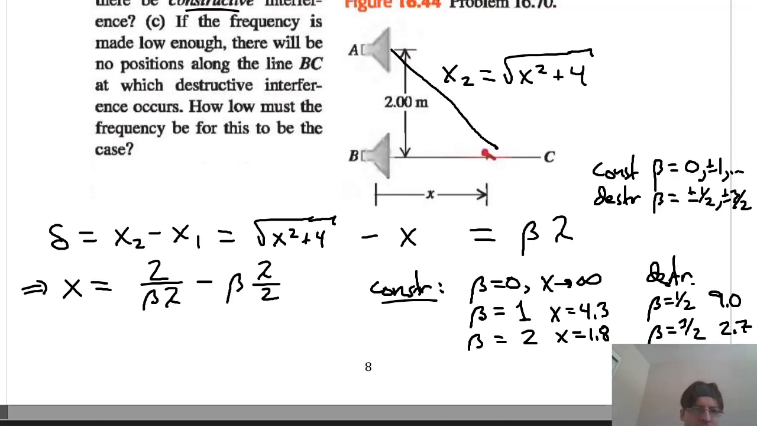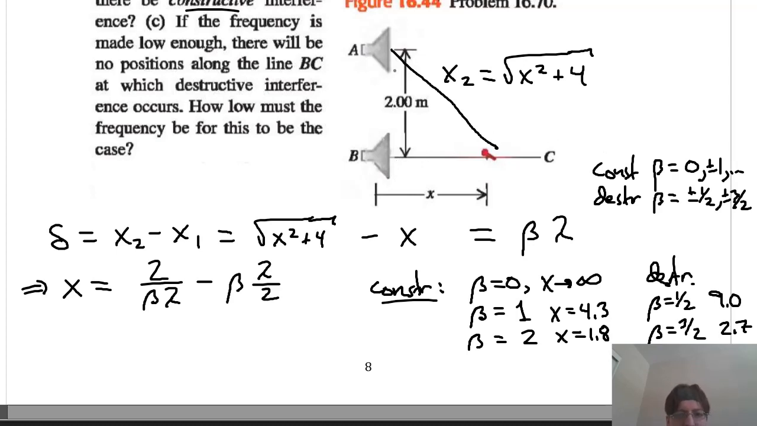If the frequency is low enough, there'll be no positions at which destructive interference occurs. No positions along this line, that is, along which there's no destructive interference. How low must the frequency be? Now, remember, there's no path difference when you're super far away. As you get closer and closer, the path difference grows. You only get destructive interference when the path difference grows to be half of a wavelength. So it's possible that as you get closer and closer and closer, the path difference might not even become half a wavelength in size, and then there'll be no destructive points.